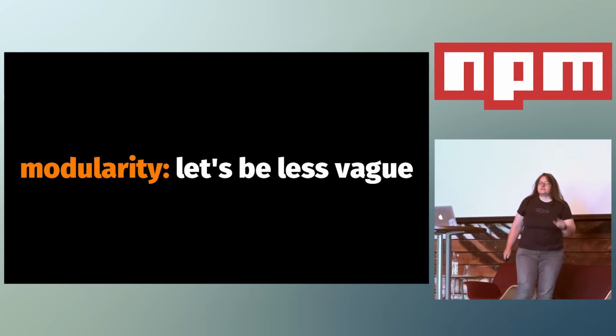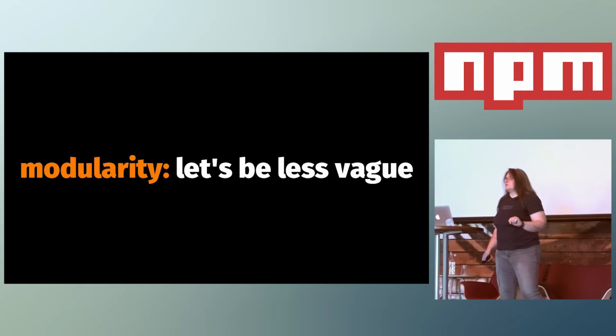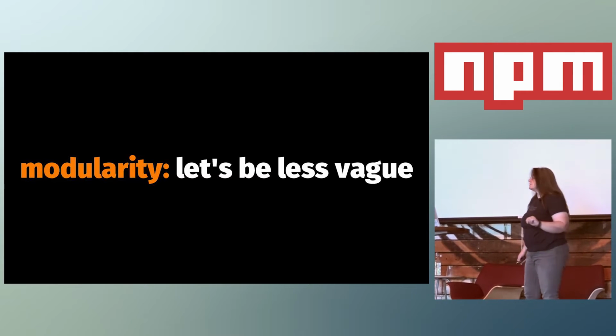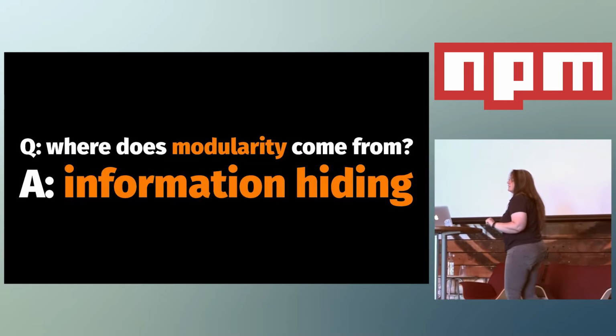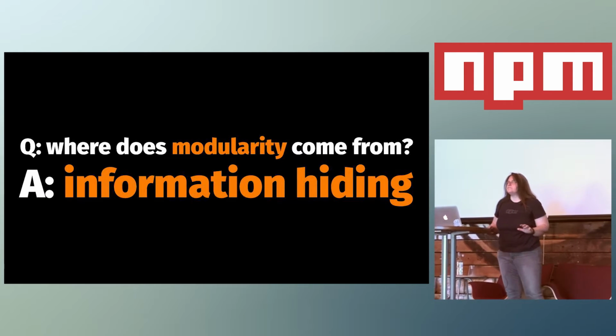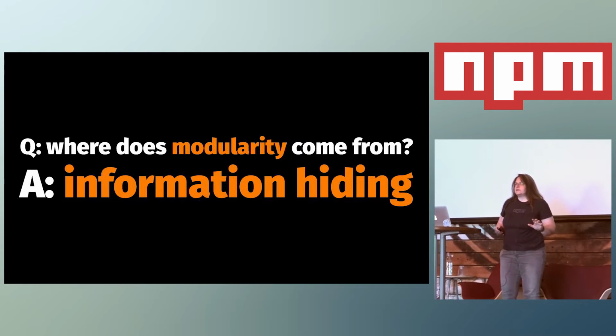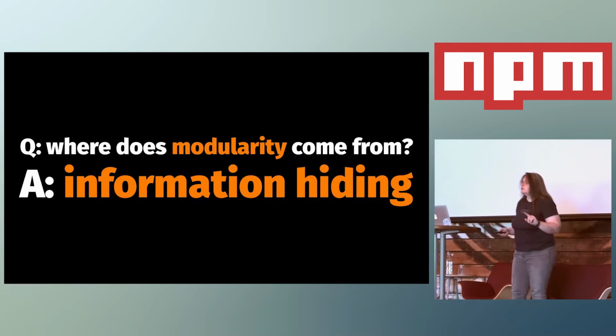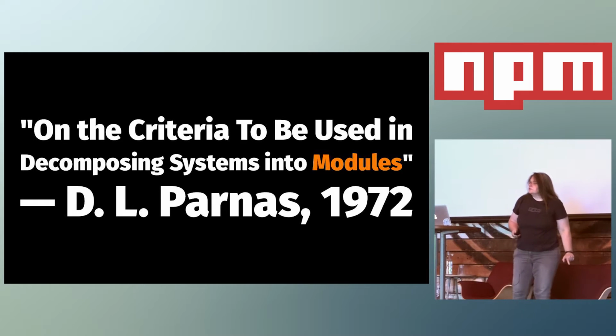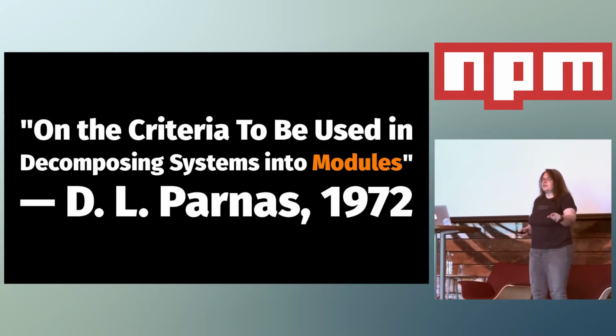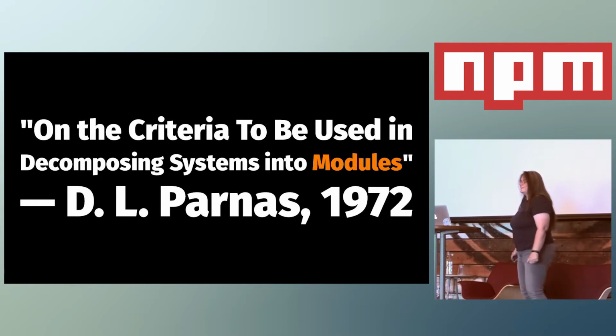Let's stop a moment again and be less vague about what modularity is. Where does this modularity come from? It comes from something, a really great term, information hiding. This term comes to us from a paper that I'm going to recommend to you all on the criteria to be used in decomposing systems into modules, D.L. Parnas, 1972. Could one of you look that up on the internet and tweet a link to it on the hashtag npmCamp right now? Somebody do that.